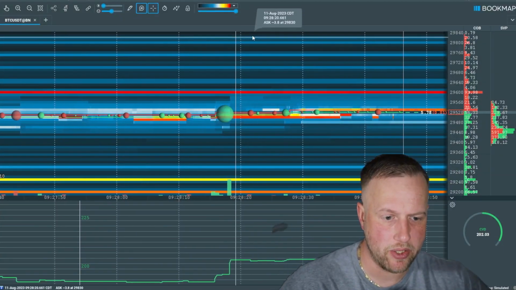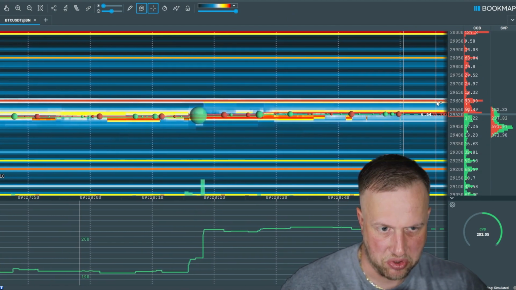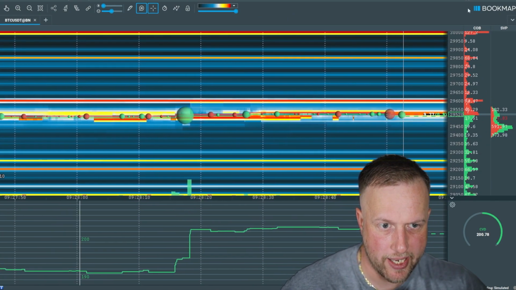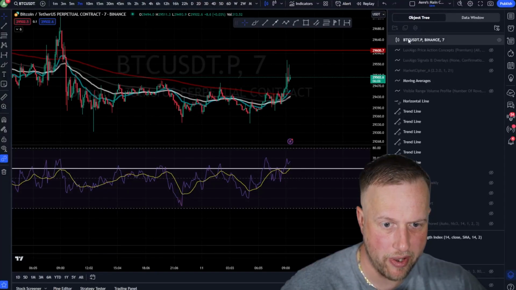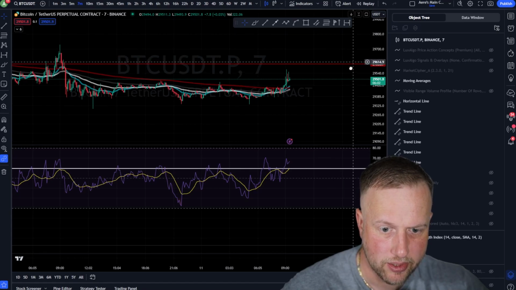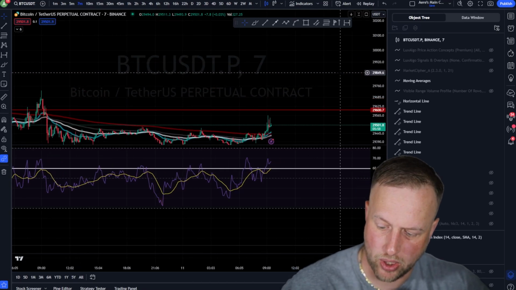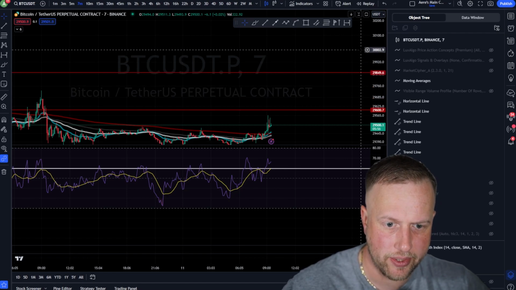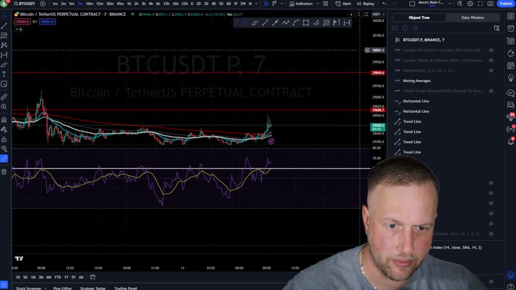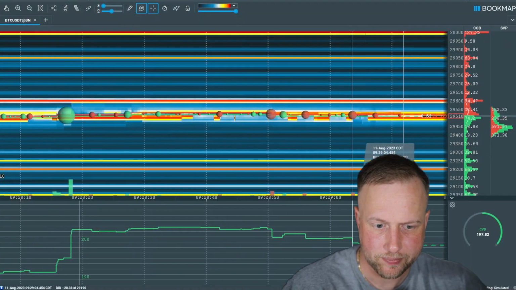So that's pretty much what I do. I figure out where the thicker levels of liquidity are. So 29.6, 29,850 above us, and then 30,000. So 29.6, and 29,850, right about there, and do Alt H for horizontal line. And then it was 30,000, right there, Alt H.